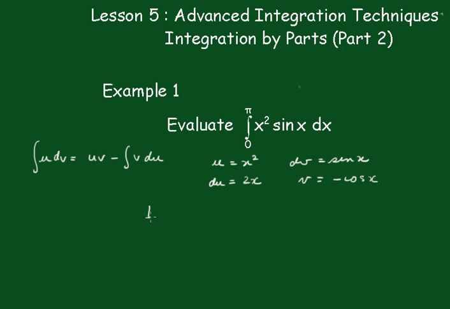So the integral is equal to, now it'll be uv, so it'll be minus x squared cos x between pi and 0 minus the integral of v du. So it's that one times that one, so I'll put a 2 at the front, change that to a plus cos x between pi and 0. Oops, an x in there. Almost lost that dx. Alright.